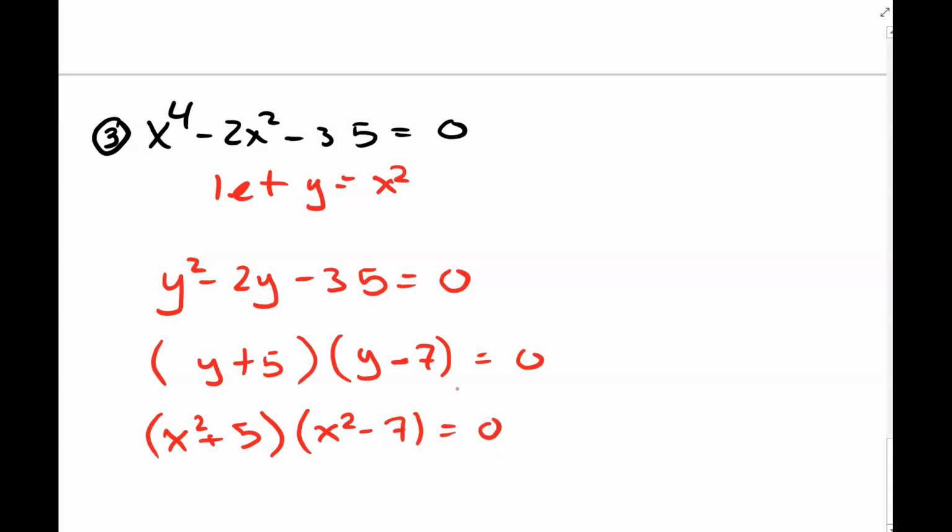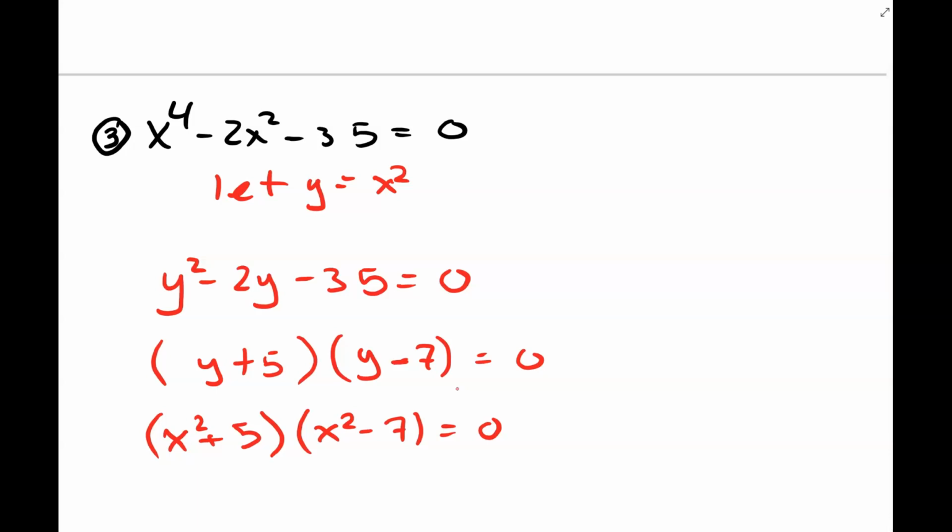Everybody's okay there. Now what do we do? You look for any more factoring. Okay, good. So let's see if we can factor any more. x squared plus 5. No, right? Because of the plus sign and the fact it's a degree 2. The only thing it could be is a difference of 2 squares, but it's not a difference. So we're done there.